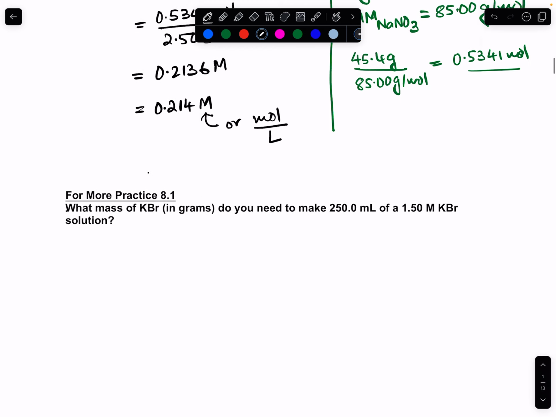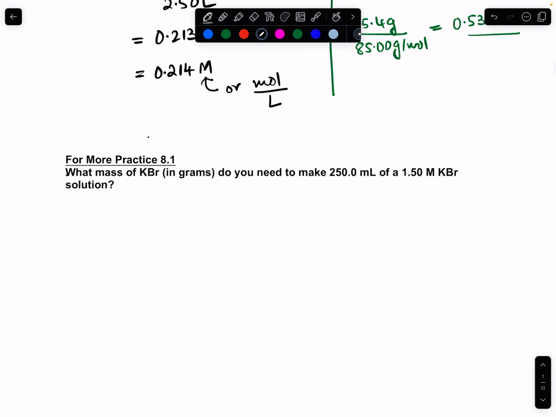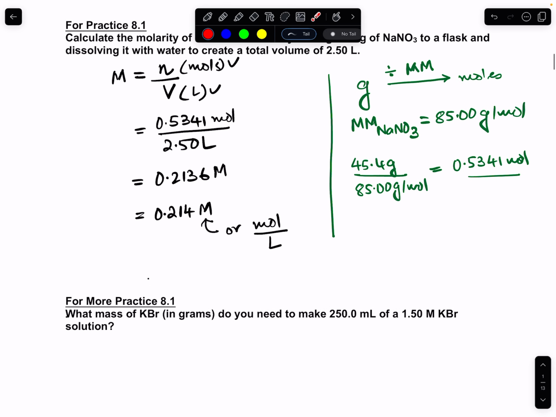Let's take a look at the next problem. In the next problem, we're asked for the mass of KBr in grams, and they've given us the volume, which is 250.0 mL, and then they've given us the molarity. The key thing to remember is, in order to use this equation, we need the volume in liters.